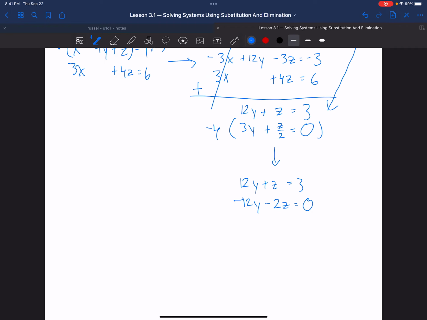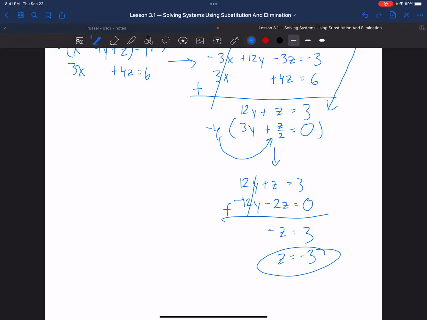Notice negative 4 times z over 2. That's negative 4 over 2. That's negative 2. Now I add these. These will cancel, and I will get negative z equals 3. Therefore, z equals negative 3.